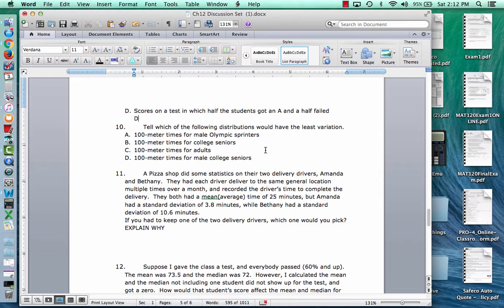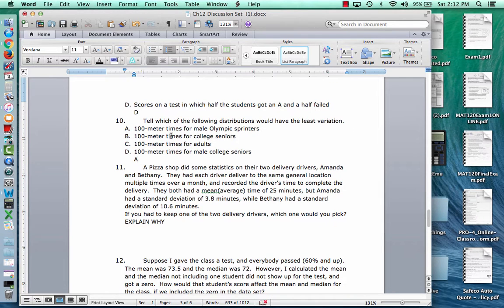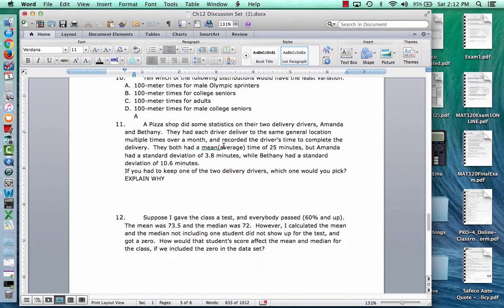So then it says tell which of the following distributions would have the least variation. So once again, we're looking for the most specific group, and that's going to be the Olympic sprinters because they all have to be pretty close to be in the Olympics. College seniors, adults, and male college seniors would all have pretty wide-ranging times because not everybody's a sprinter.